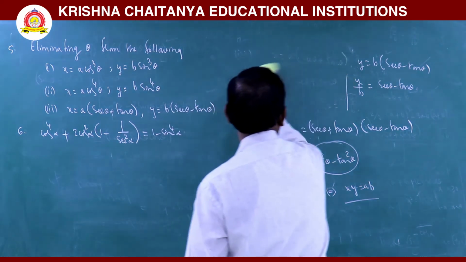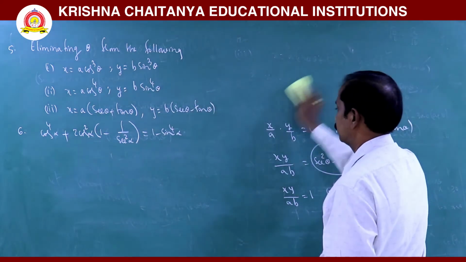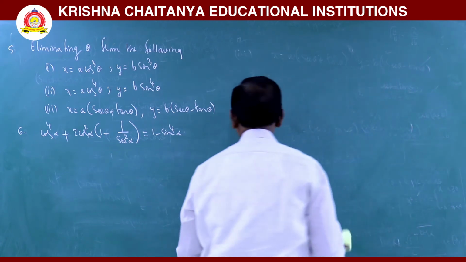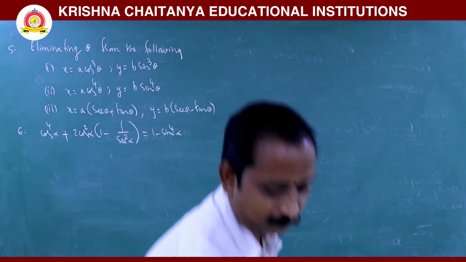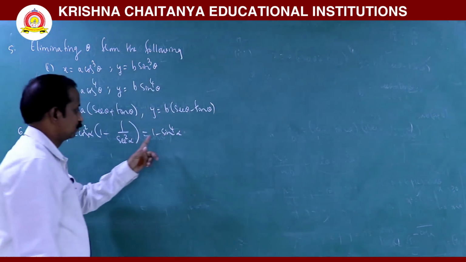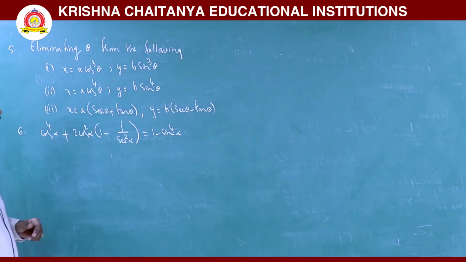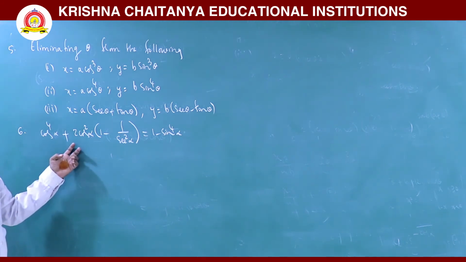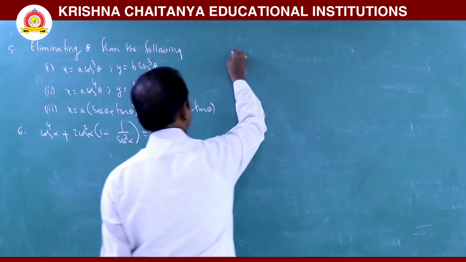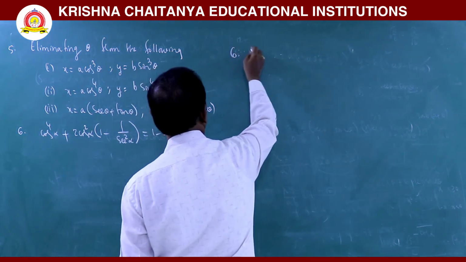Cos power 4 alpha plus 2 times cos square alpha into (1 minus 1 by secant square alpha). That's value we show that 1 minus sine power 4 alpha. Let us consider the LHS and we show the RHS. So what is the LHS of question number 6?